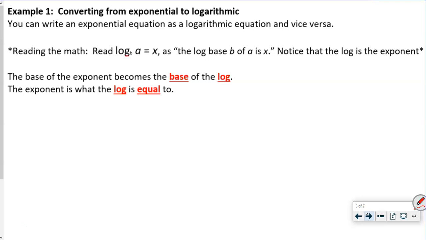So reading the math, we read log base b of a is x. So down here, this b right here is our base. So it's log base b of a is x. Notice that the log is the exponent. So the base of the exponent becomes the base of the log. The exponent is what the log is equal to, okay?